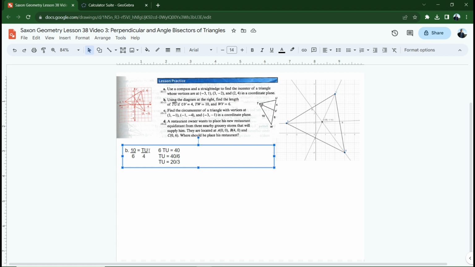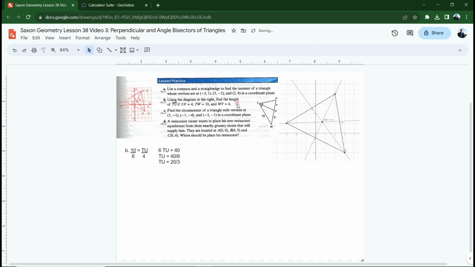All right, and then we're just going to solve this like a proportion. We cross multiply. 4 times 10 is 40. 6 times TU is 6 times whatever the length of TU is. Divide both sides by 6. TU equals 40 over 6. And then I simplify my fraction. 20 over 3. Let me just make sure that I did that one correctly. And whoop, bam, I did that right.